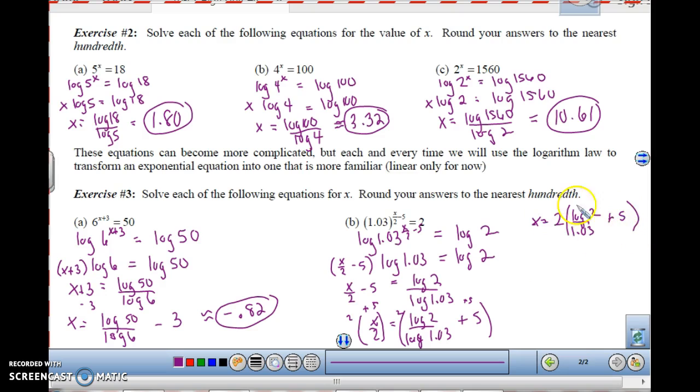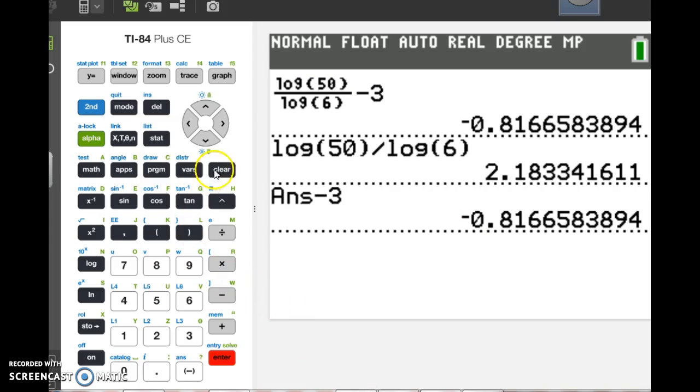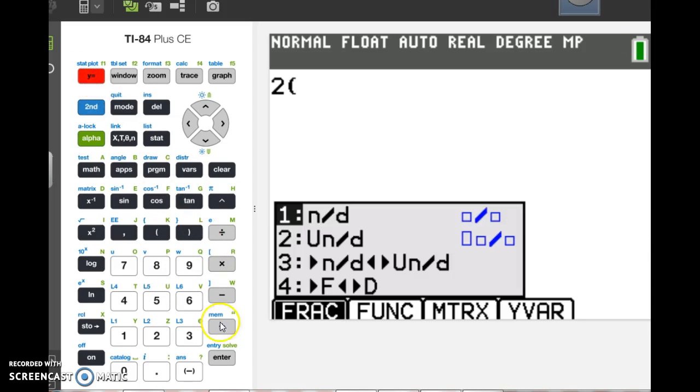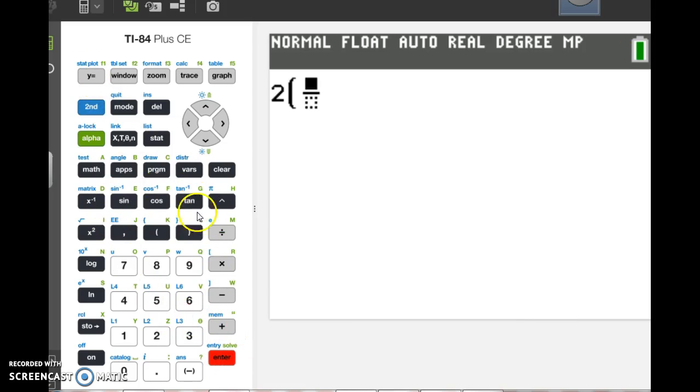When I enter it in my calculator, it should look like this. Oops, a log of 1.03, I forgot the log. So when I enter it in my calculator, it should look like that. So 2, parenthesis, I'm going to use the alpha key. It would be log of 2, close your parenthesis, over log 1.03. Now forward arrow, plus 5, and then close your parenthesis.